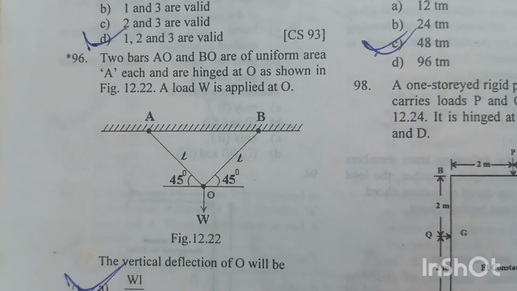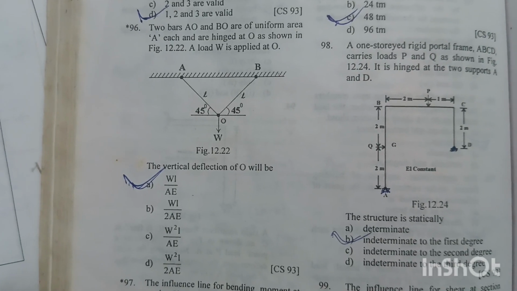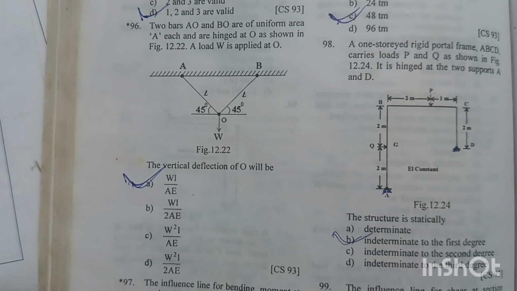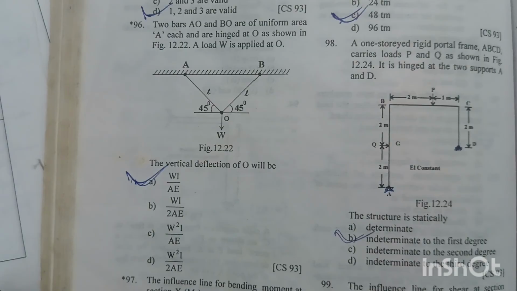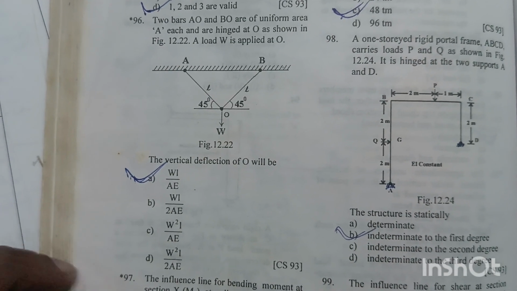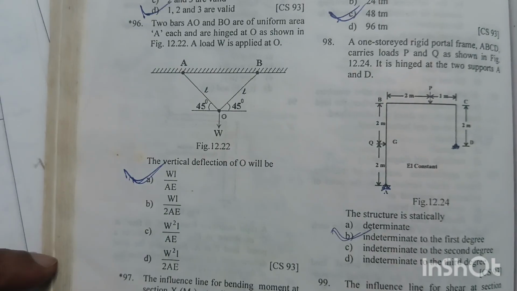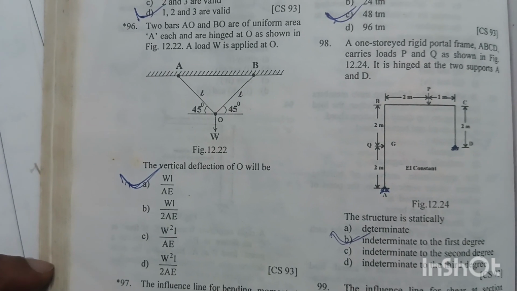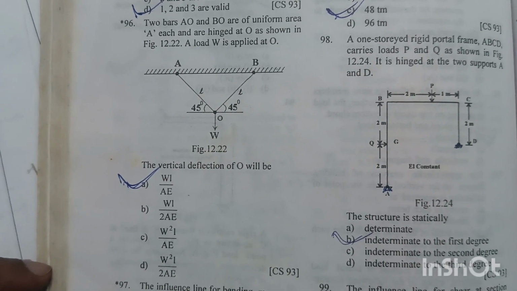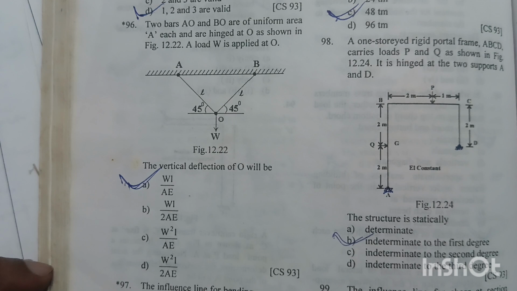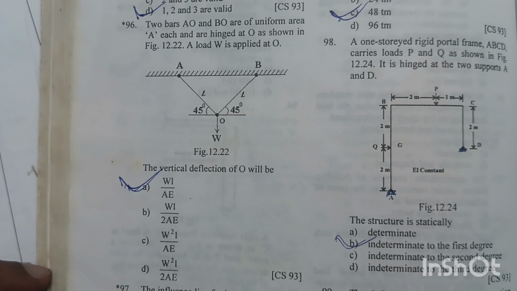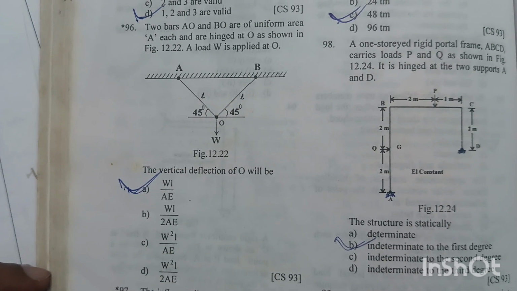Question number 96. Two bars AO and BO are of uniform area A each and are hinged at O as shown in figure 12.22. A load W is applied at O, so the vertical deflection at the point O will be. Again we will solve this through Castigliano's second theorem.